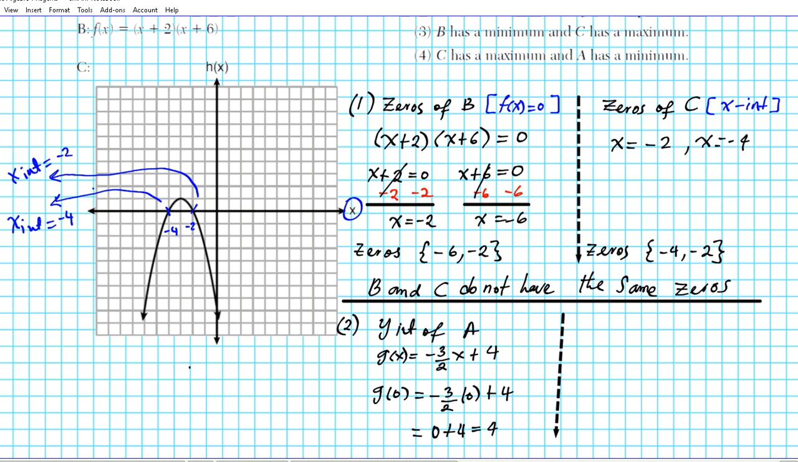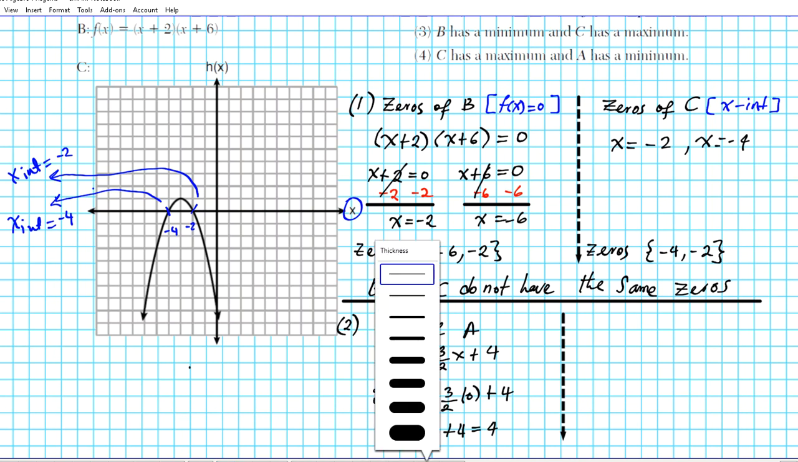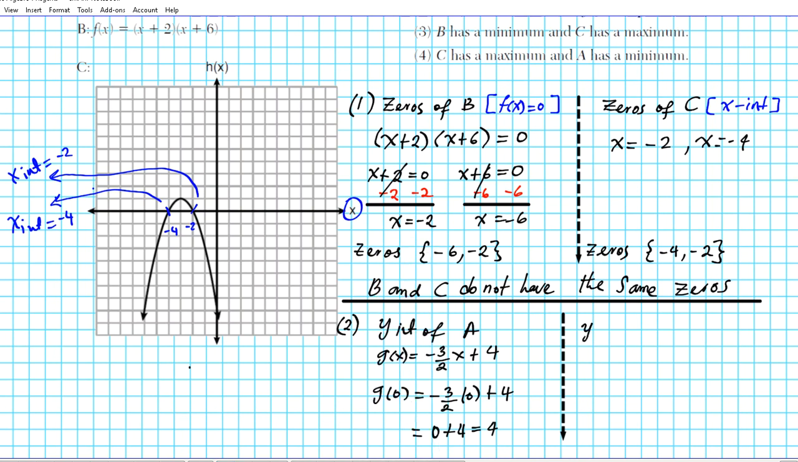Now we're going to switch gears and take a look at function b. We're now going to look for the y-intercept of function b. b is the function f of x equals x plus 2 times x plus 6. Now this one, ladies and gentlemen, is a quadratic in factored or roots form. So to find the y-intercept, just simply set x to 0, exactly as we did with function a.